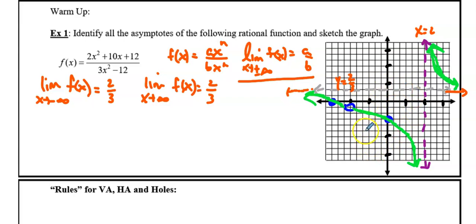Because you don't have to graph in calculus. We don't expect you to graph in calculus because it just takes too long to do, all right? So that's the first part of this lesson.